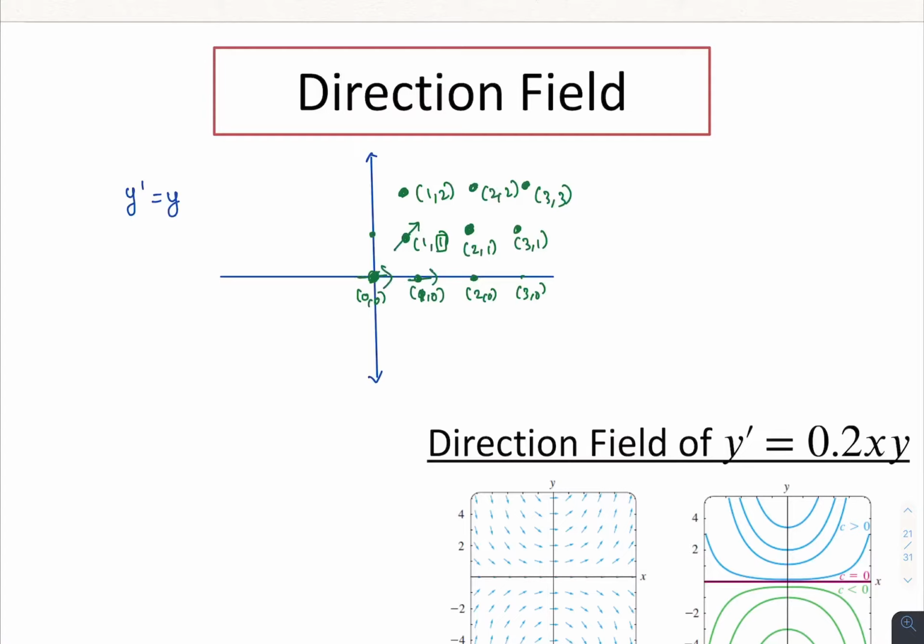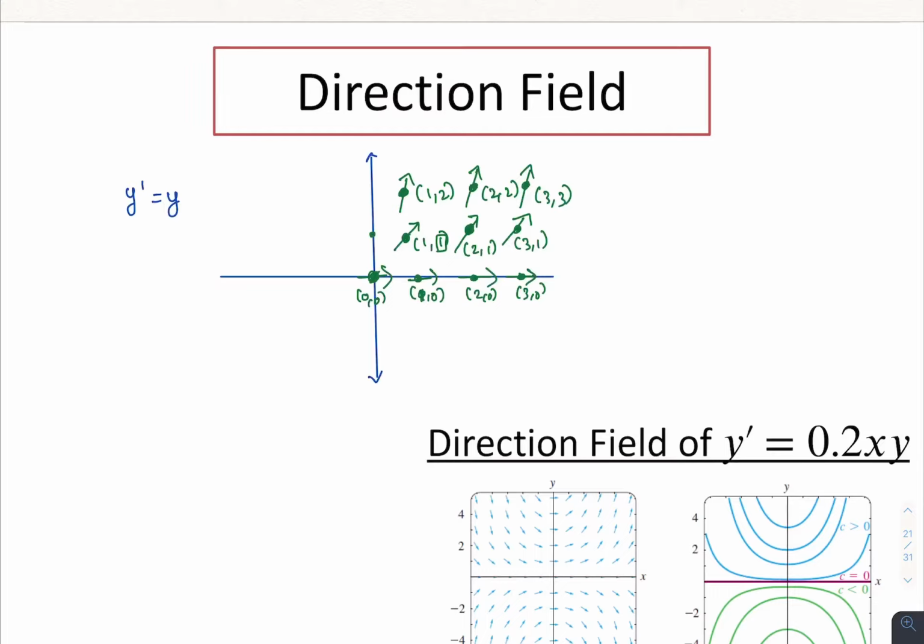At this point, y is 0, it's going to go in this direction. At this point, y is 1, it's going to go that direction. At this point, y is 2, so it's going to go a little bit steeper. Why is that? Because this y prime is equal to y.